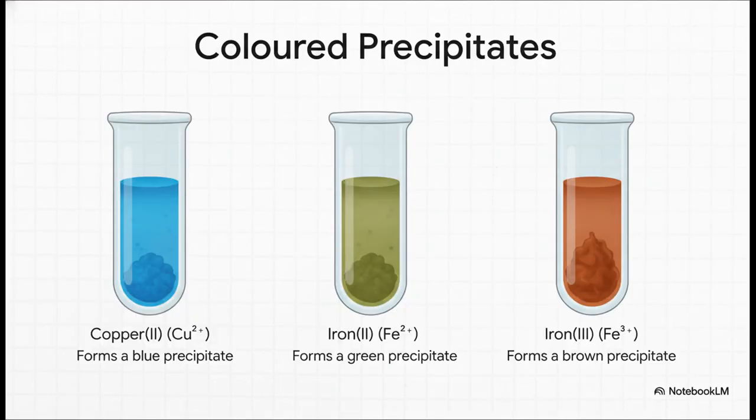And the results can be so clear. If a bright blue solid appears, bam, you've found copper ions. If you get a kind of sludgy green precipitate, that's your sign for iron 2. And if you see a reddish-brown, almost rusty-looking solid, that's the classic fingerprint of iron 3. These are easy marks in an exam if you just remember those colors.